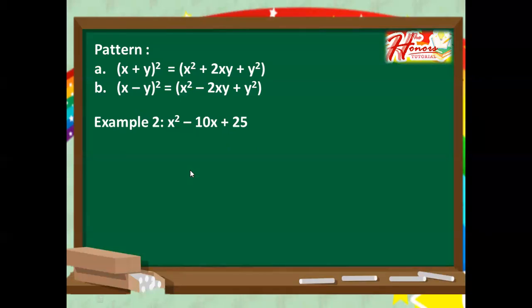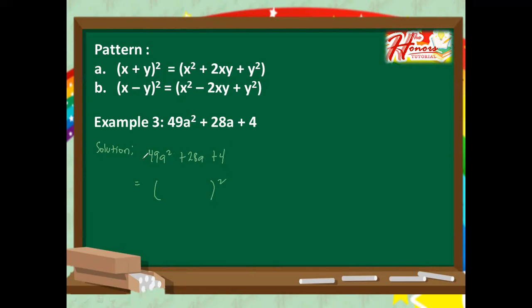Next, we have here 49a squared plus 28a plus 4. So let me just write the given here and write solution here below. Solution. So the given is 49a squared plus 28a plus 4. And then just prepare a parenthesis and exponent 2.